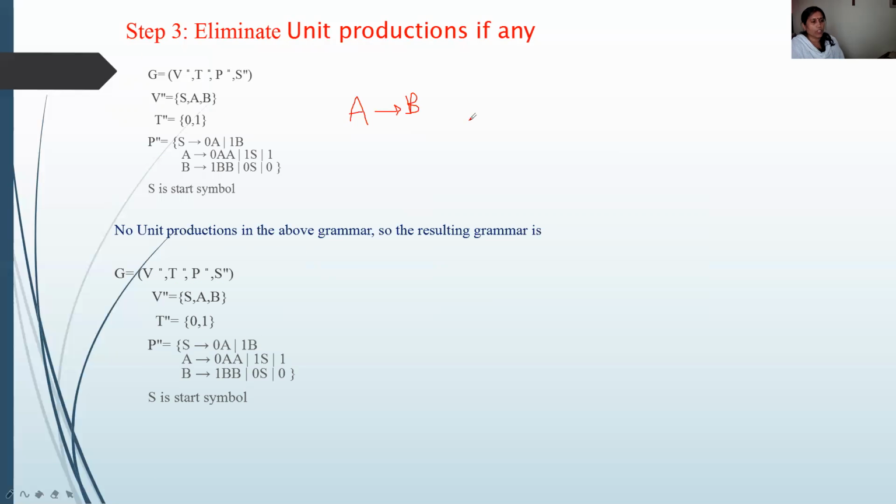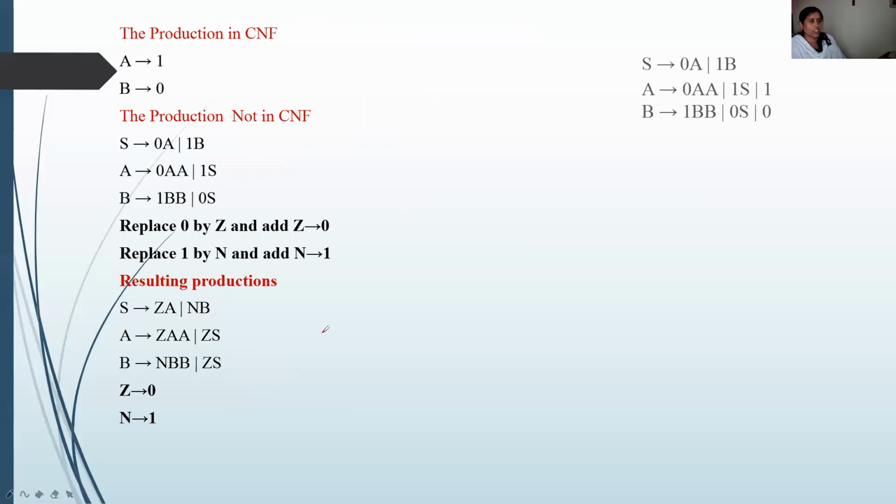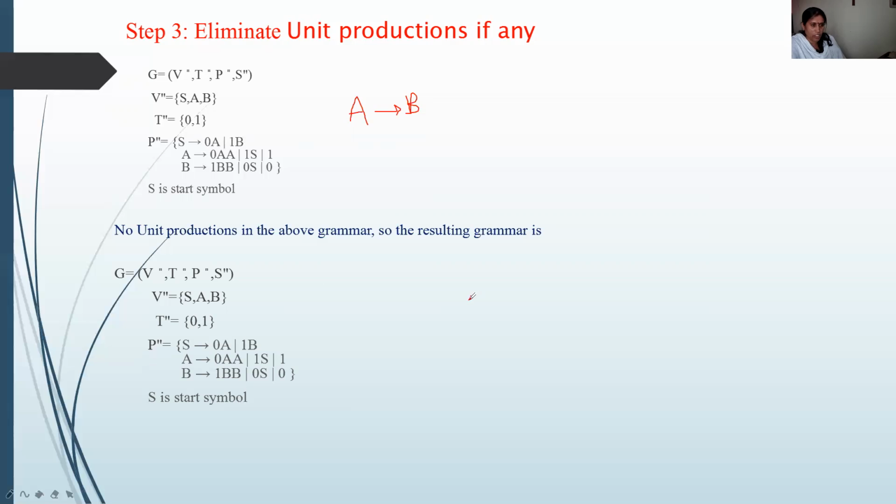Next, we need to convert the grammar to CNF. First step, we have to check which productions are in CNF form and which are not. Those in CNF form, don't make any changes, keep them as they are. The productions in CNF form are, as I just told you, A produces BC, or A produces a.